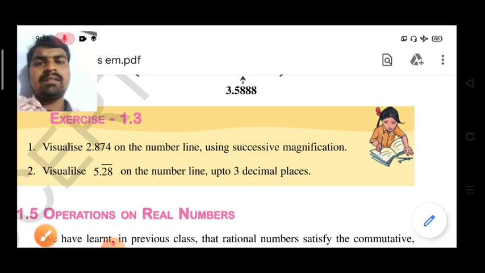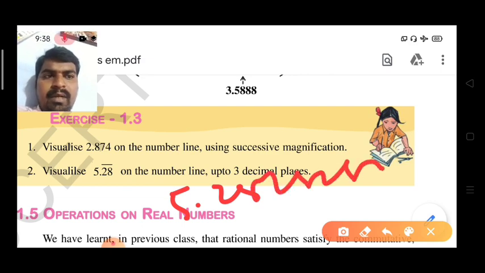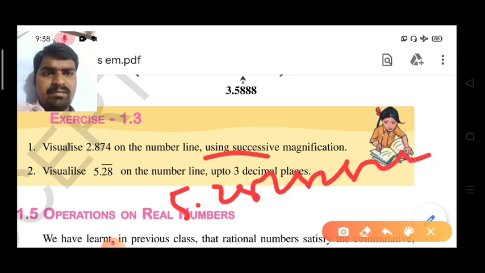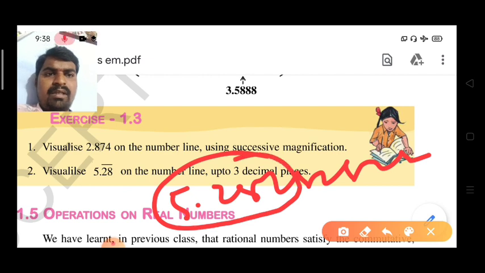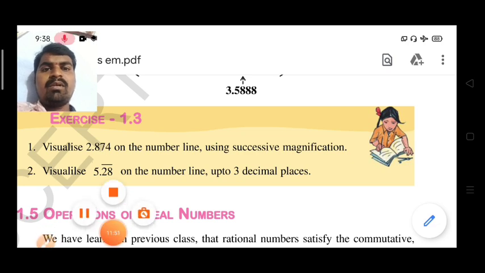Next, second problem: visualize 5.28 bar, nothing but 28 repeating like this. So up to only 3 decimals, you know very well up to here only. So here also only 3 steps. These 2 problems are homework. Today you complete them and send them to us. I will check your homework.